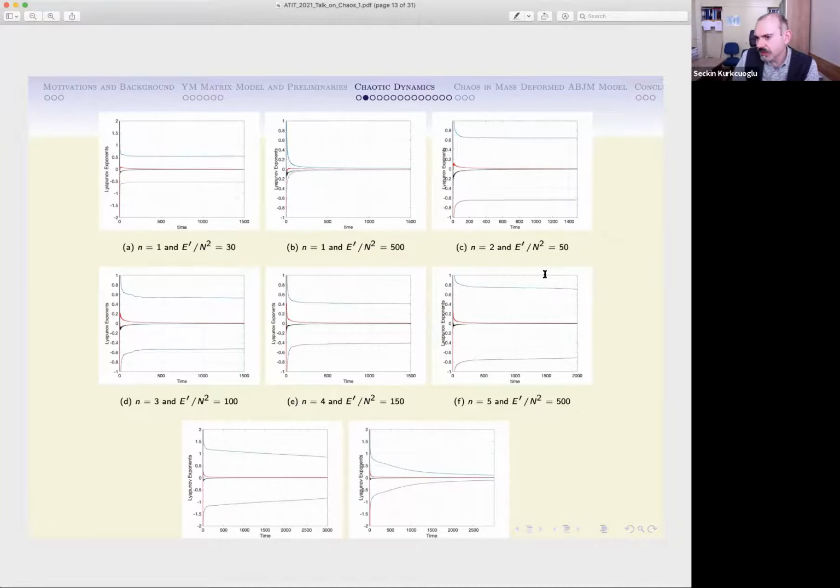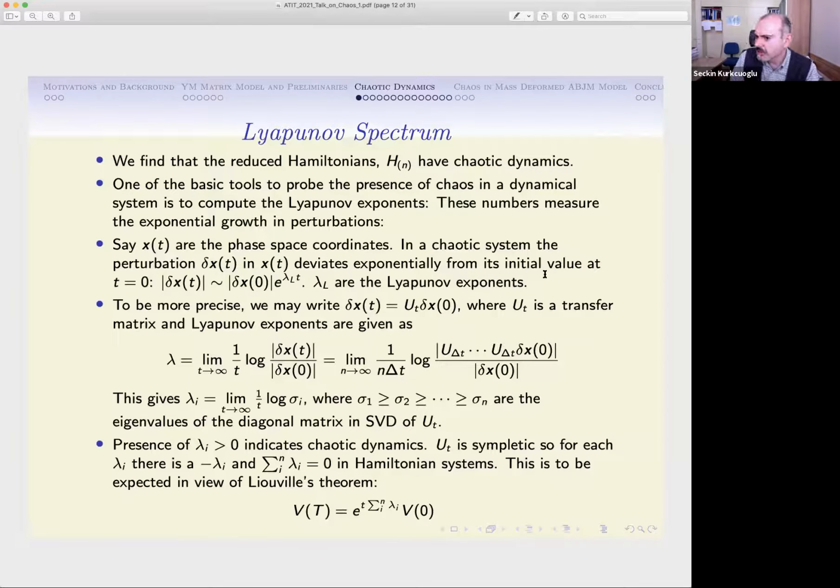In order to obtain this, you solve Hamilton's equations of motion at a given matrix level. And then there must be some sort of an algorithm to calculate these Lyapunov exponents. I'm not going into any technical details there. That's quite a bit of technical work.